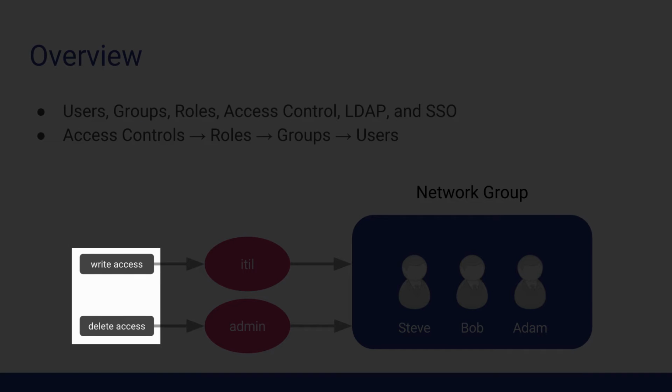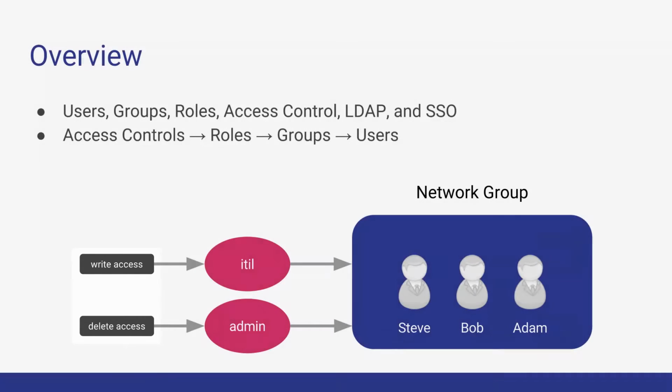In this example, the ITIL role contains access to write to records, and the admin role contains access to delete records. Because the access controls are assigned to roles, and roles are assigned to groups, if a new user is added to the network group, they will automatically inherit the roles and access controls that belong to that group.